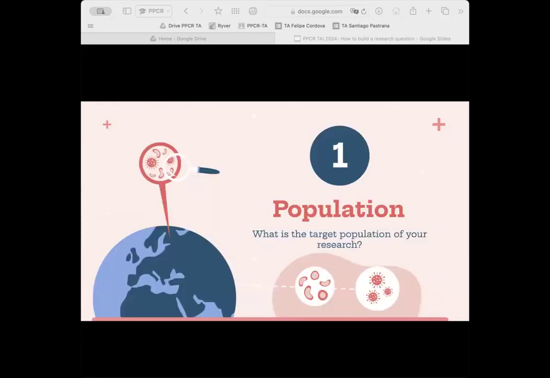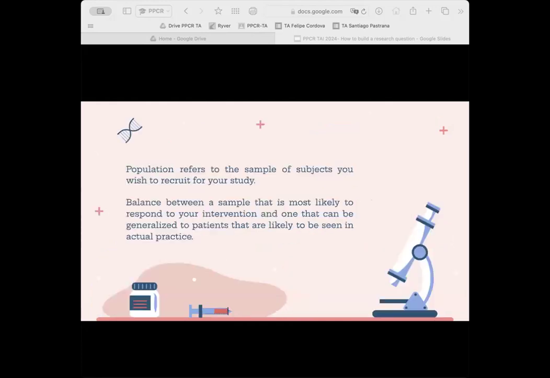So let's start. What is the population? This is the first step of the PICOT question. The population is the target population of your research. Population refers to the sample of subjects you wish to recruit for your study. It's important to keep in mind a balance between a sample that is most likely to respond to your intervention and one that can be generalized to patients that are likely to be seen in actual practice.